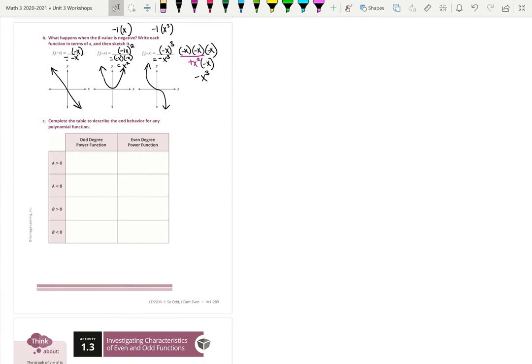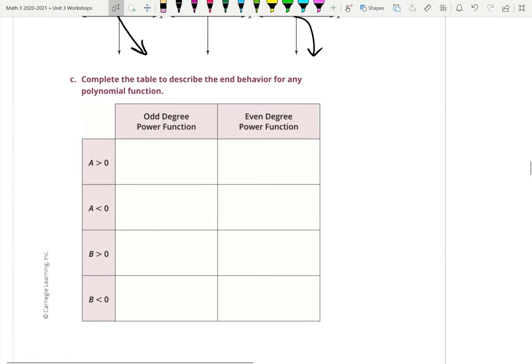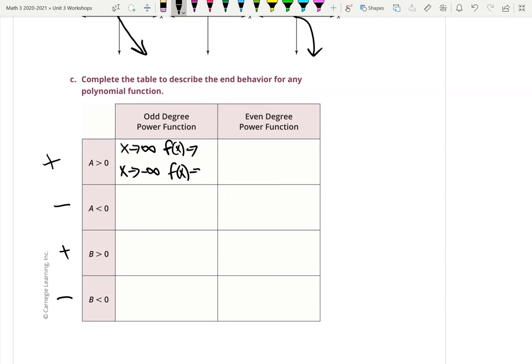All right, so the idea here is that we're going to use language to describe the odd degree power function when a is greater than 0 and when a is less than 0. When a was greater than 0, that meant it's going to be a positive, a negative, a positive, and a negative. All of these are going to be written in the following format: as x approaches infinity and as x approaches negative infinity. Then the output will point one way. So I'm going to get used to writing this.